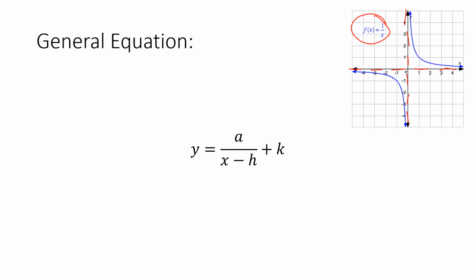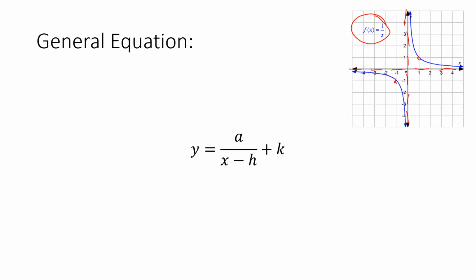And one of the critical points on either side of this function is over 1, up 1, and over 1, down 1. Now that's what the parent function looks like. In this lesson, we're going to learn how to shift that function up, down, left, right, and stretch it out.